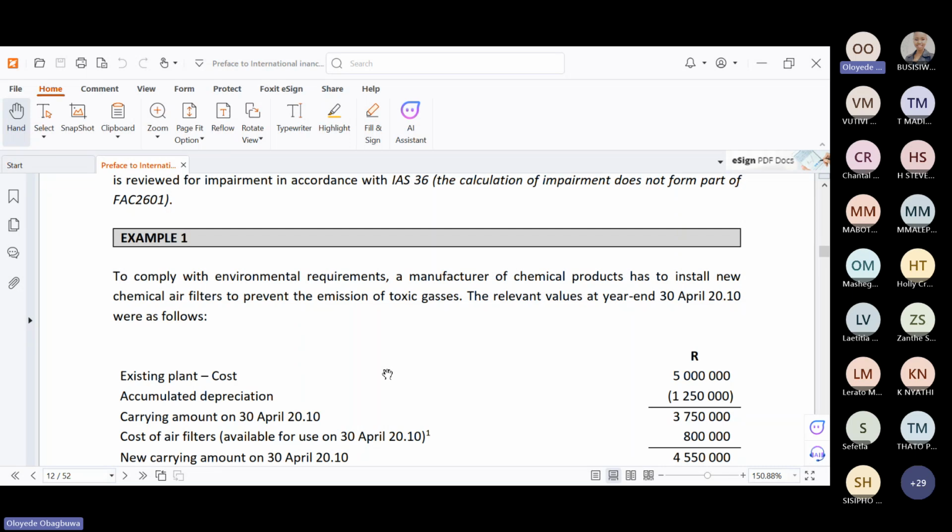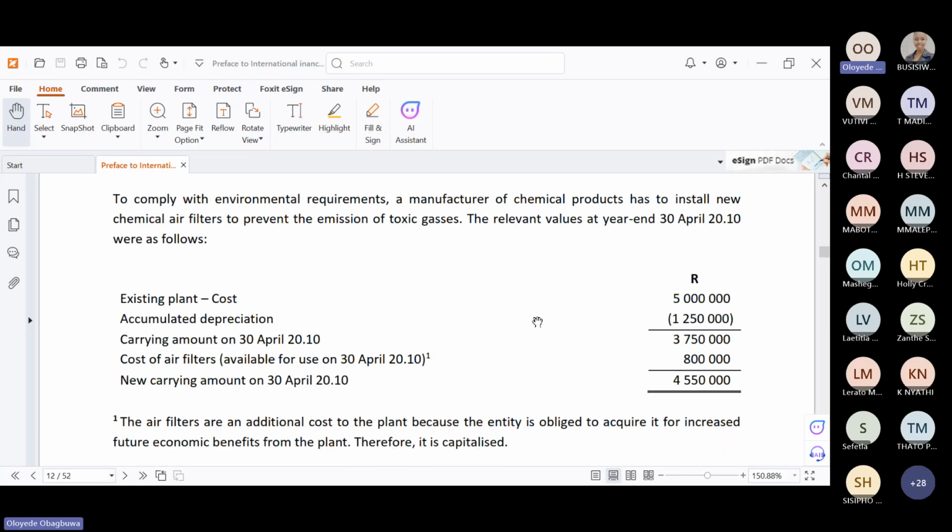So we have an example 1. It's saying, to comply with an environmental requirement, a manufacturer of chemical products has to install a new chemical air filter to prevent the emission of toxic gases. The relevant values at the year-end, 30th April 2010, were as follows. We have the existing plant. The cost of the existing plant is 5,000. The accumulated depreciation is 1,250.